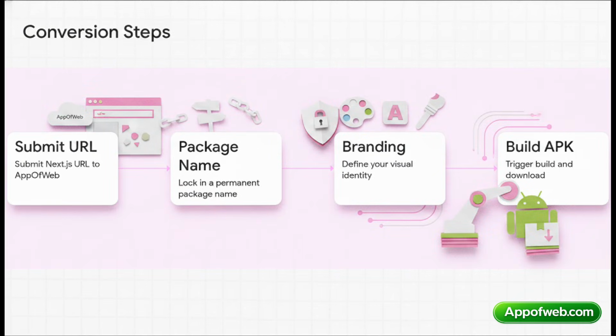Once you're prepped, the execution is just totally frictionless. You simply submit your Next.js URL to appofweb.com. Next, you lock in your package name. It usually looks something like com.yourcompany.appname. Now, warning here, choose this thoughtfully. Once it is published to the Play Store, it is permanently locked in. If you want to change it later, you're starting a brand new app listing from scratch. After that, you define your visual identity, upload your icon, pick your brand colors, and finally, you just trigger the build and download your shiny new APK.